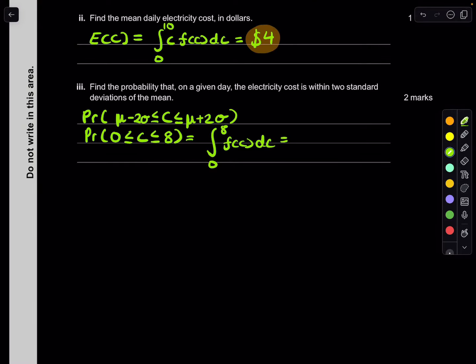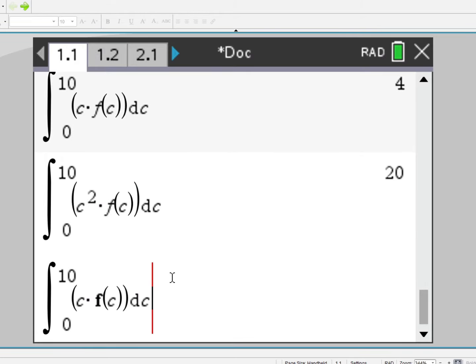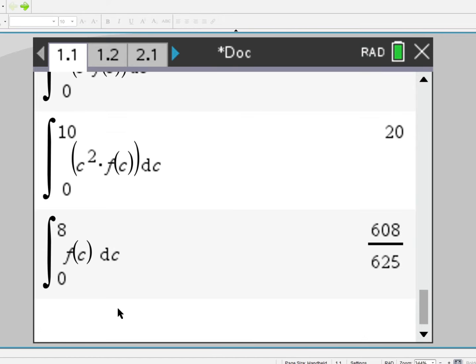So let's go back to our CAS and take this, and just get rid of this. From 0 to 8. Enter. And it gives you that. Now, the question doesn't say in decimal, so we just leave it as the exact value. So let's write that down.